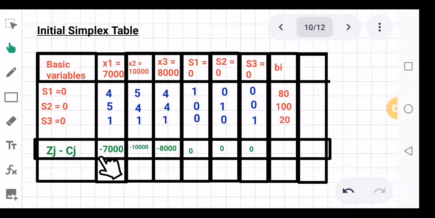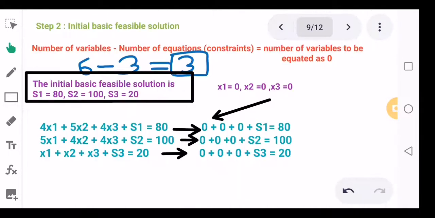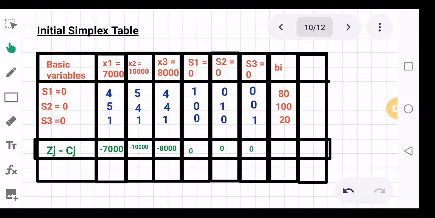But here we can see 3 negative numbers. That means these 3, which we considered as feasible solution, are not the feasible solution. By this table we found out that this is not the feasible solution. Once we came to know that this is not a feasible solution because we got a negative number as zj minus cj, that's why we need to solve it again. I'll be saying how.